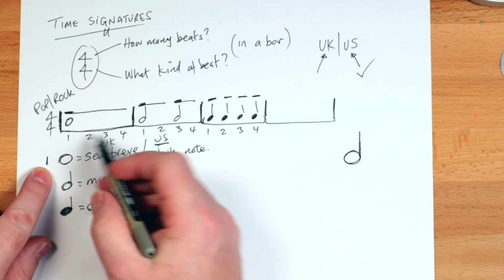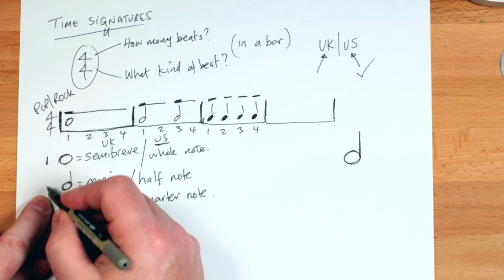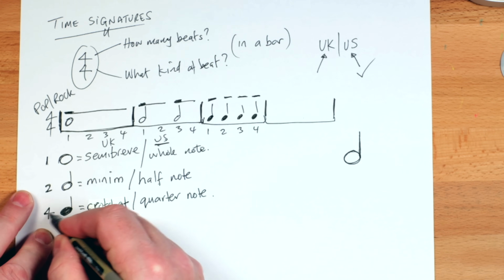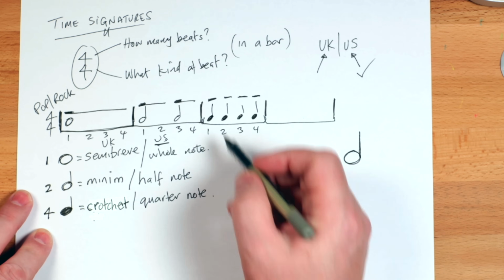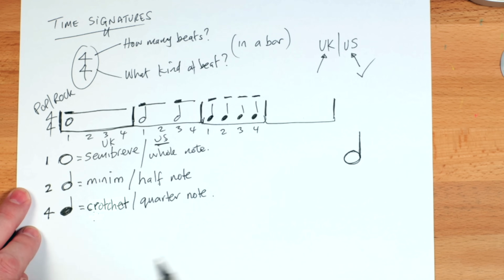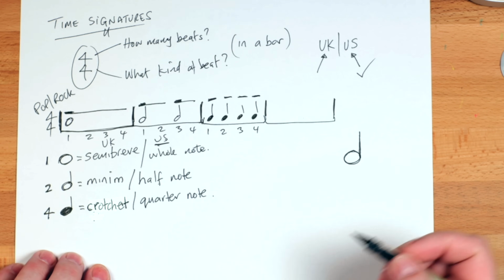1 semi-breve fills the bar. With this, 2 minims, or half notes, fill the bar. And with this one, 4 quarter notes or crotchets fill the bar. So we can associate a number with it as well. I'm going to get into one more division.